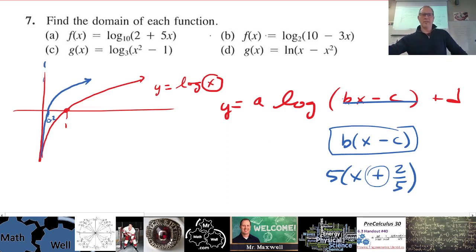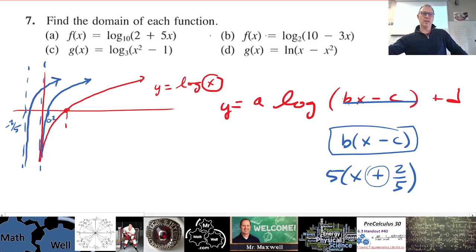So our asymptote here is currently at 0 still after this compression. But if you write it in this form, this would be a movement to the left of 2/5. So that asymptote should be here at negative 2/5. And if you've graphed that, you've confirmed that? That looks good. Okay. So the graph should look something like this.